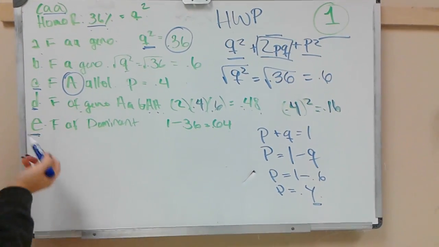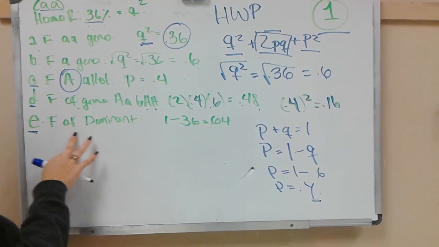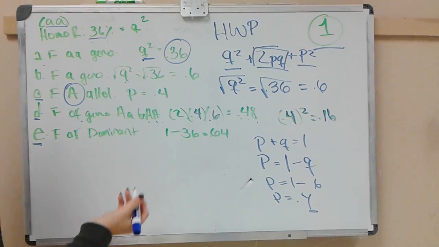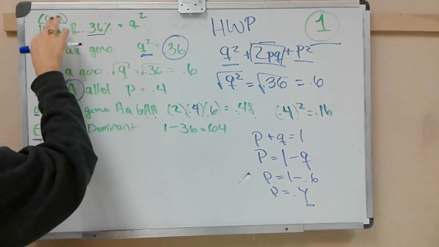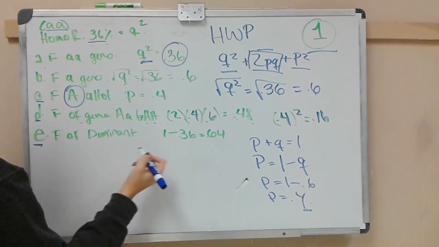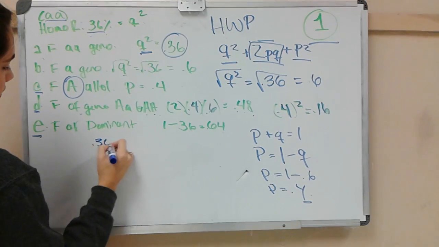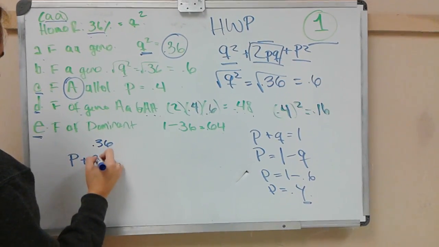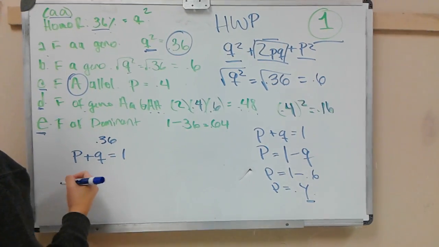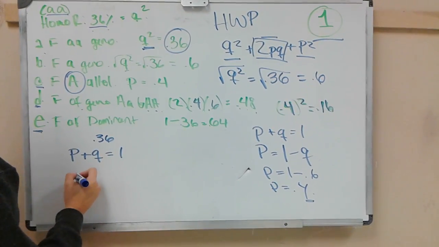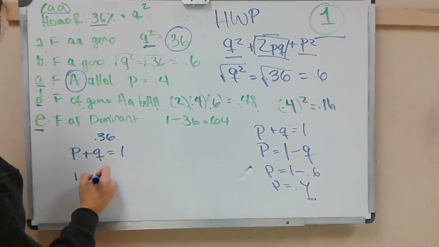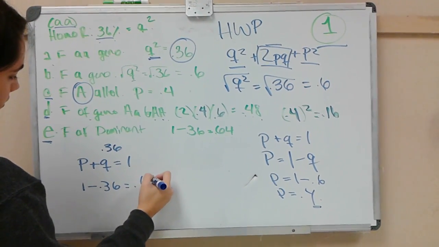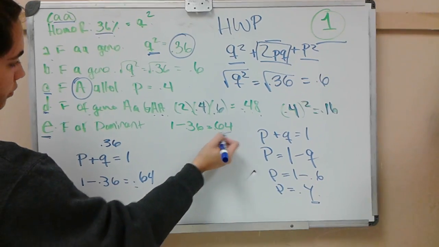Now lastly, we're going to do our E, which is asking for the frequency of the dominant alleles in the population. So we know that our recessive alleles are 0.36, and we're going to use the p plus q equals 1 formula again. So we're basically going to take 1 minus 0.36, and it's going to give us 0.64, which is what we got here.